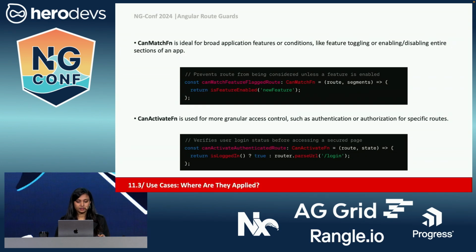Another one is the canActivate function. A good example would be that here, when the user is trying to go to a profile page, we are verifying if the user is logged in. If the user is not logged in, then we are just redirecting the user back to the login page, saying, hey, first you log in, and then you can come in.